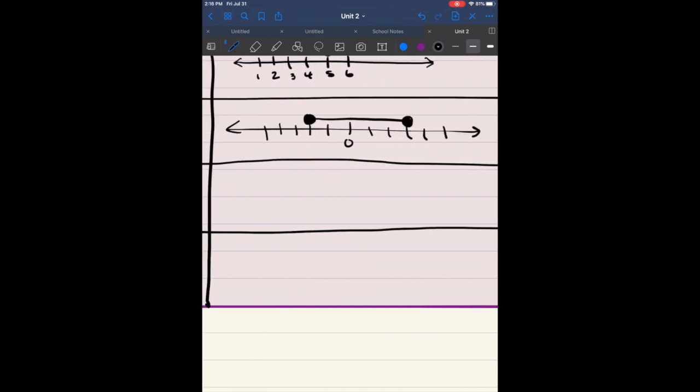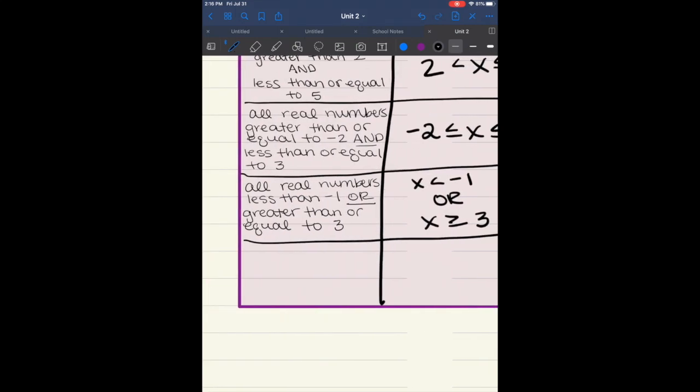So for or inequalities on a number line, we've got an open circle on -1 and a closed circle on 3, sorry, not 4. And then our arrows are going to go out. So it's less than -1 and it's greater than or equal to 3. Last one in this chart, and then we only have 2 examples after that. So this one says all real numbers less than or equal to -4 or greater than or equal to 0.